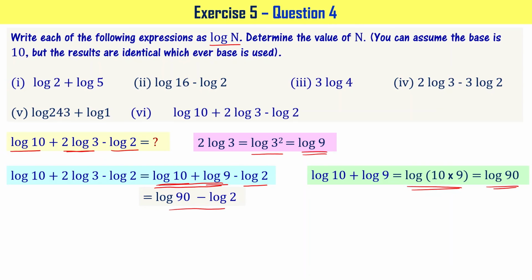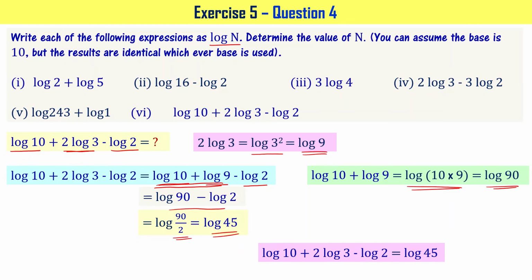Now I can apply second law to this, so that it can be written as log 90 by 2, that is equal to log 45. Got it? So to answer the question, log 10 plus 2 log 3 minus log 2 equal to log 45. I can take any base for that matter. Let me write base 10 as asked, so that it becomes log 45 to the base 10. Got it?